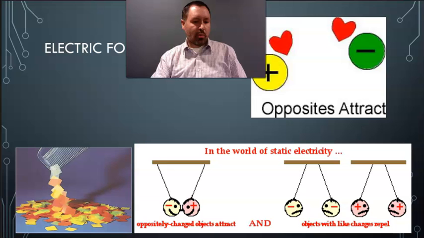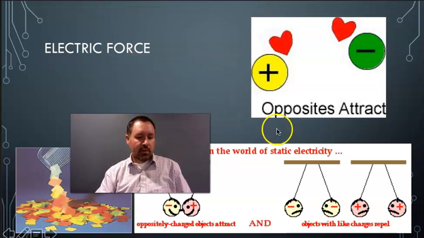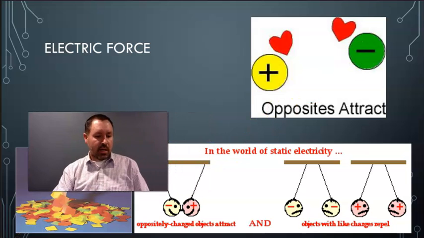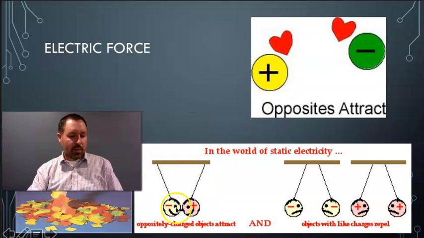So let's talk a little bit more about electric force. Here, notice we've got the positive and the negative. They got hearts because they're in love. And over here, we've got a positive and negative. They're in love because opposites attract. But look here, negative and negative, they repel each other. Positive and positive, they repel each other.